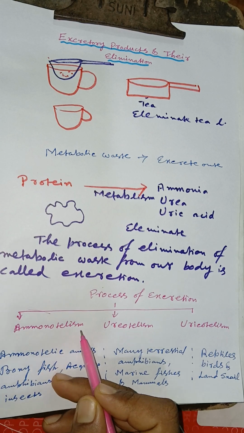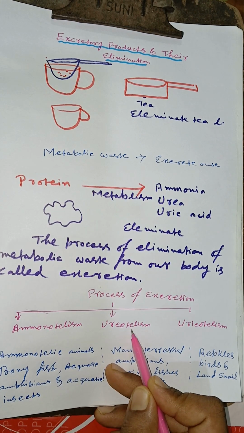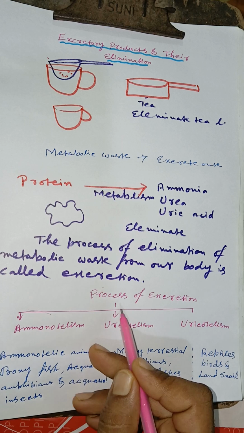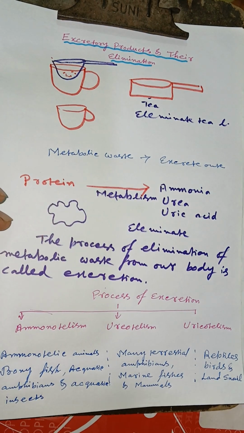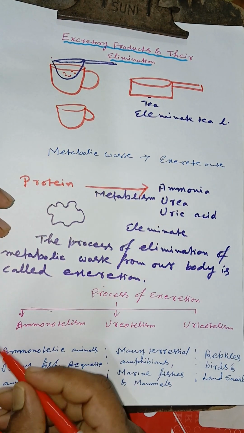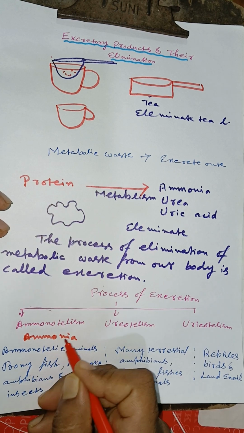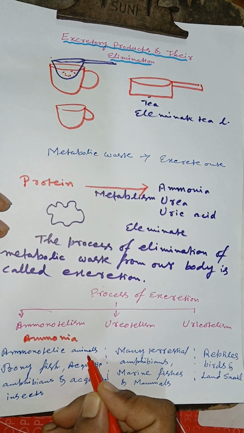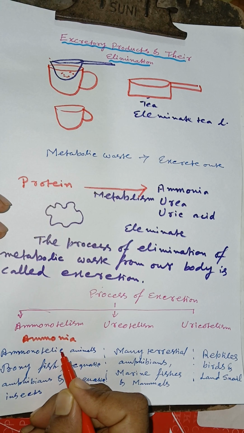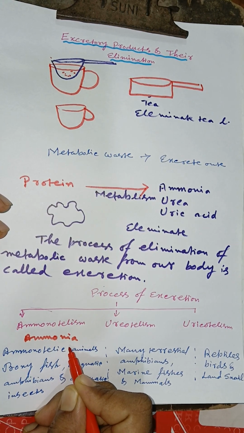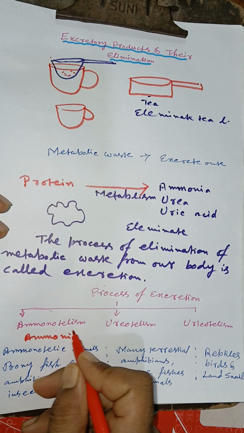Now look, students, at the process of excretion. On the basis of excretory material, there are three types of excretion: ammonotelism, ureotelism and uricotelism. So students, which animals excrete ammonia? These animals are known as ammonotelic animals, and their process of excretion is known as ammonotelism. Again I am telling, animals which excrete ammonia as a metabolic waste material are known as ammonotelic animals, and their process of excretion is known as ammonotelism.